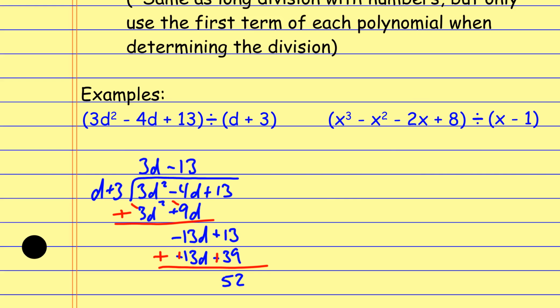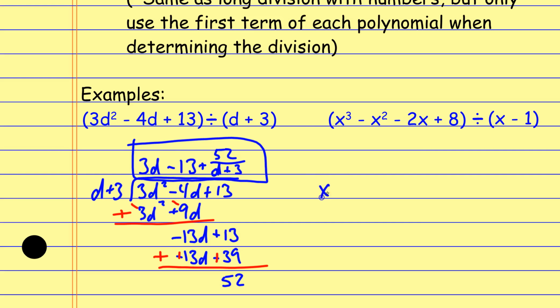And now it's just a question of what do I do with my remainder? Well, I put it over the thing I was dividing by. I'm going to write it as a fraction. So I'm going to put a little plus sign here. And I put the 52 over the thing I was dividing by, which was the d plus 3. And that's it. That is terrible. I just put that line right through my d. There we go.